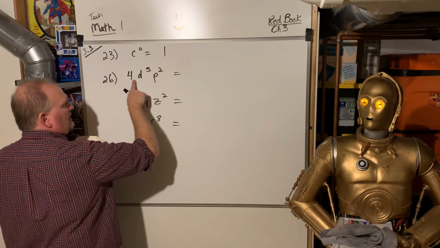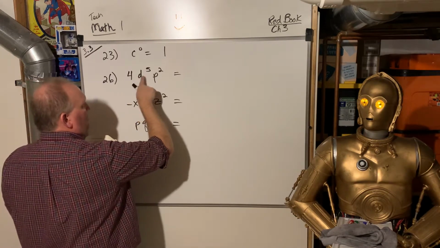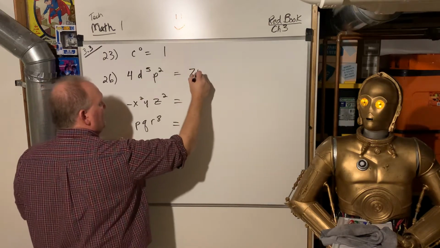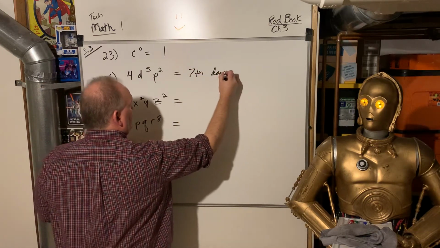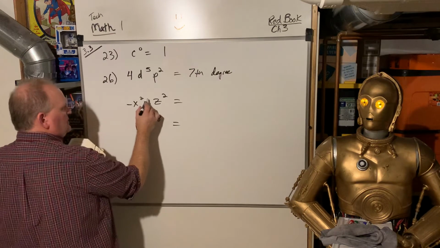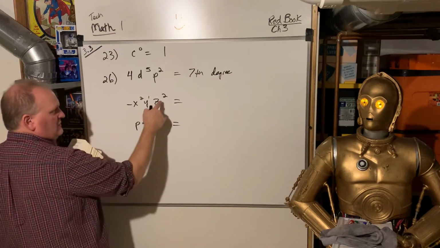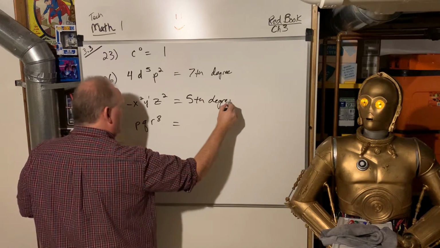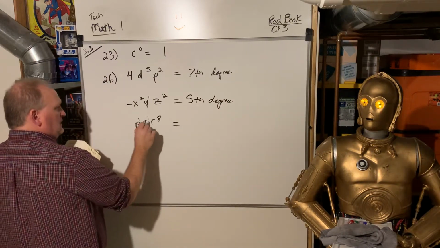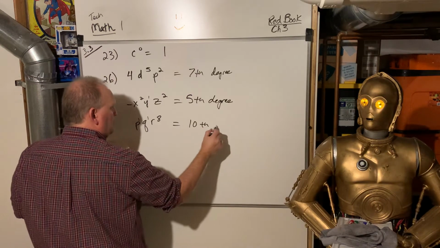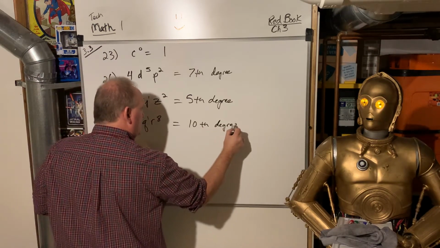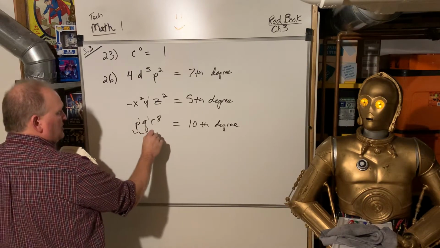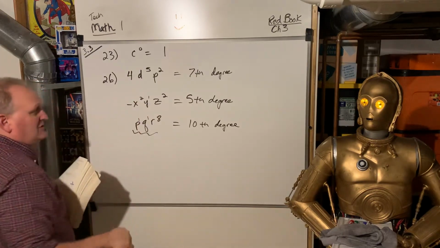So look, that's 0 power, so we don't care about that one. That's 5, 6, 7. So this is a 7th degree. This is a 2, there's a 1 there, so 3, 4, 5th degree. And this is a 10th degree. And so the reason that we do that is because there's multiple variables in the same term. These are all just monomials, these are all single term things.